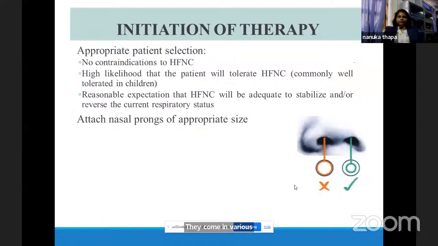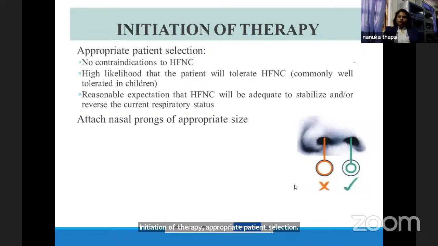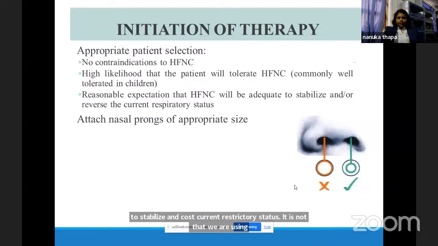Initiation of therapy, appropriate patient selection, is very important. There should be no contraindication to HFNC, a high likelihood that the patient will tolerate HFNC, and a reasonable expectation that HFNC will be adequate to stabilize and/or reverse the current respiratory status. It is not that we use it in conditions where we know that intubation is required, but in order to delay the intubation. That is not a wise way to start a therapy. When we know that HFNC is going to help, only then should we initiate it.